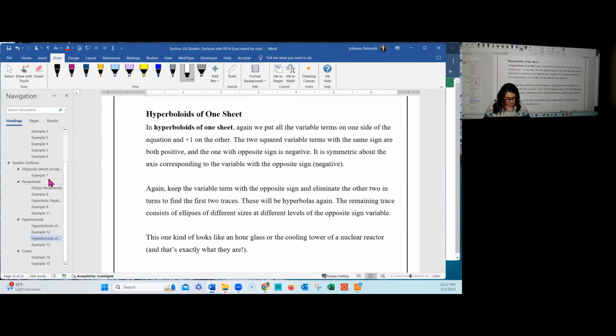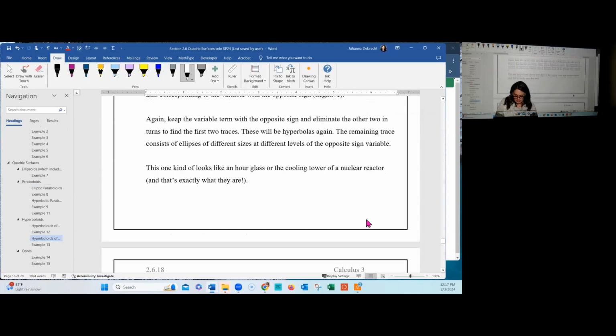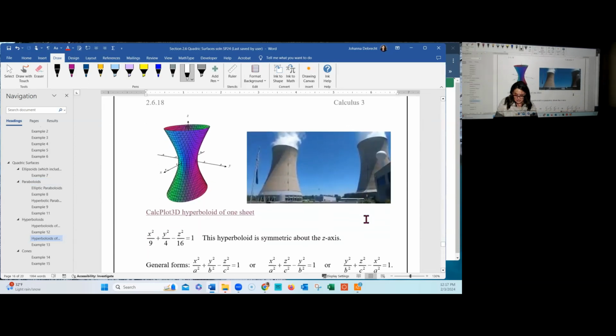Now let's talk about hyperboloids of one sheet. In a hyperboloid of one sheet, we again have two squared variables with the same sign and one without. But in this case, it's very similar, but we've got opposite signs. So when we say one sheet, we mean they're connected. What we're looking at is actually the shape of a nuclear power reactor. It is, in fact, an exact hyperboloid of one sheet.